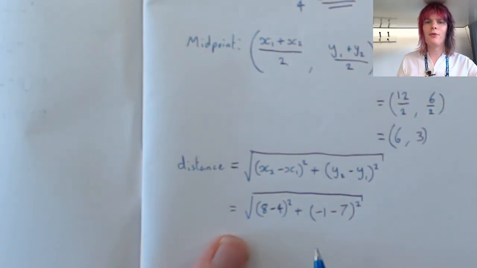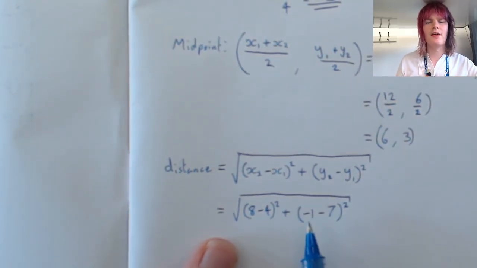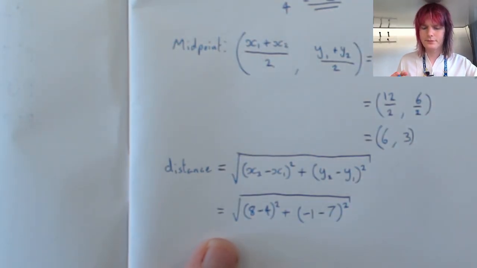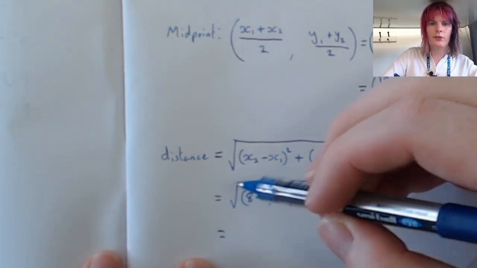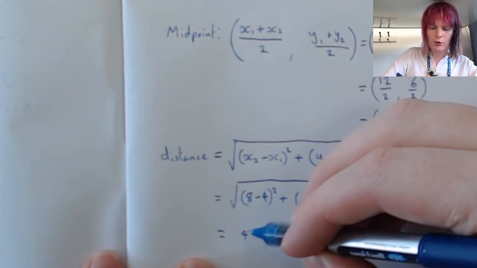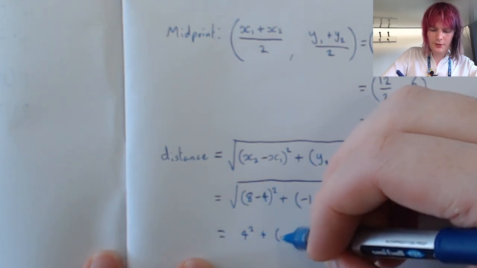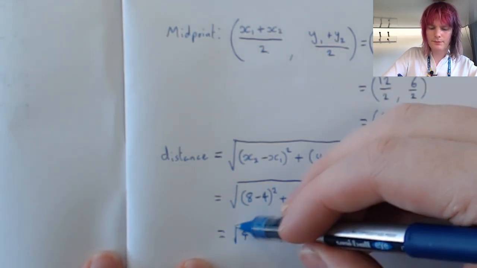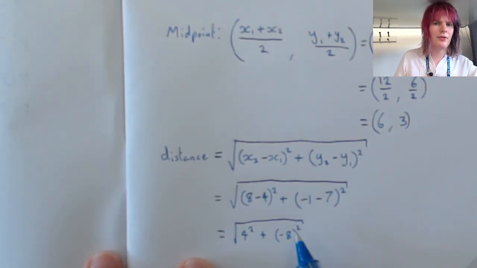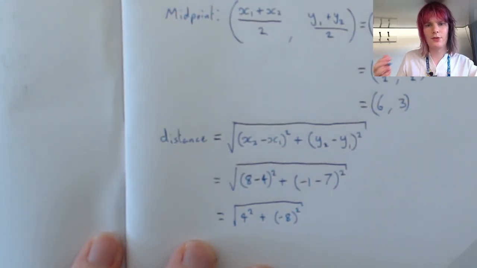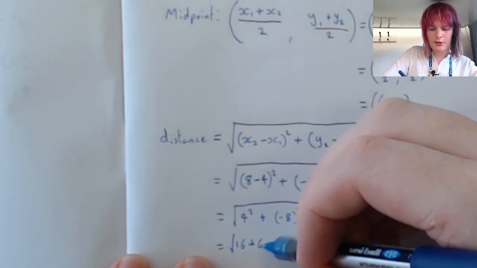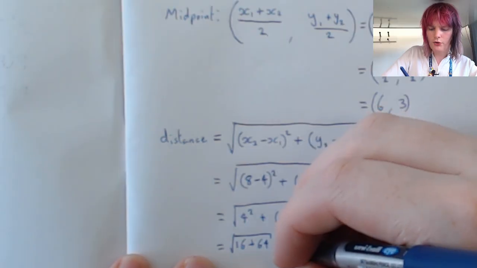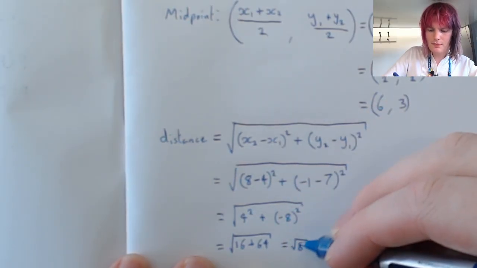And if you want to play around with that, change the order here. So you could do minus 7 minus 1, and it would still give us our negative 8. It'd still be fine. Now this 8 minus 4 is going to be 4 squared plus minus 8 squared. And this hopefully tells you, well, this minus 8 is going to become positive as we're squaring it, which is going to give us the square root of 16 plus 64, or the square root of 80.